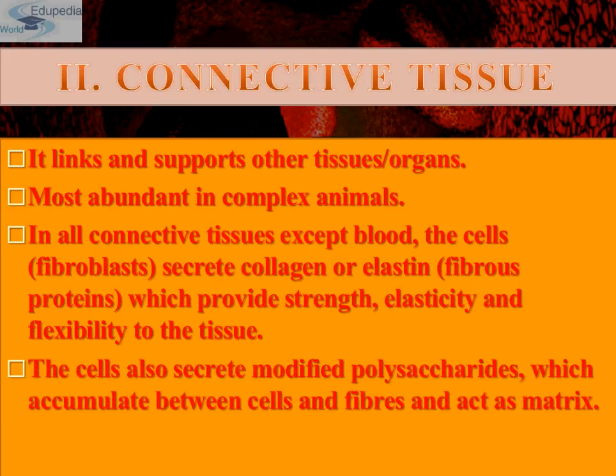I'm repeating that in all connective tissue except blood, which is also a connective tissue, the cells secrete fibers of the structural protein, which we call collagen or elastin. The fibers provide strength, elasticity and flexibility to the tissues. These cells also secrete modified polysaccharides, which accumulate between cells and fibers and act as matrix. Matrix, we call it ground substance.